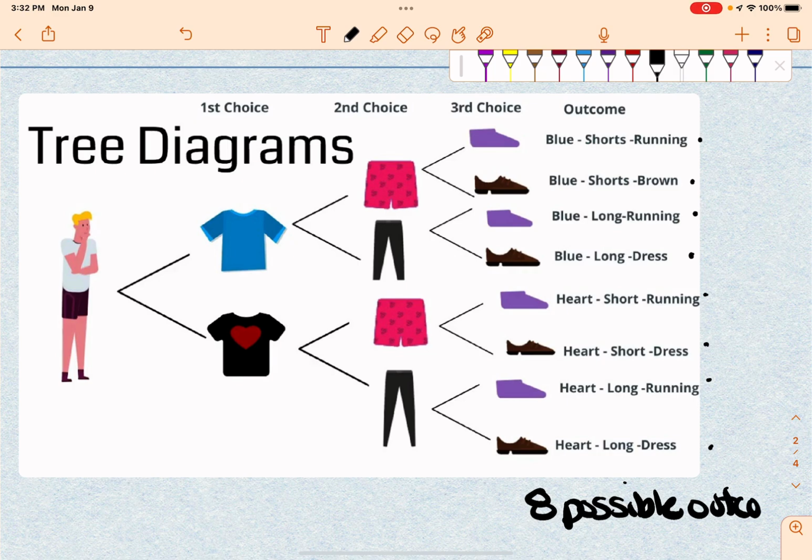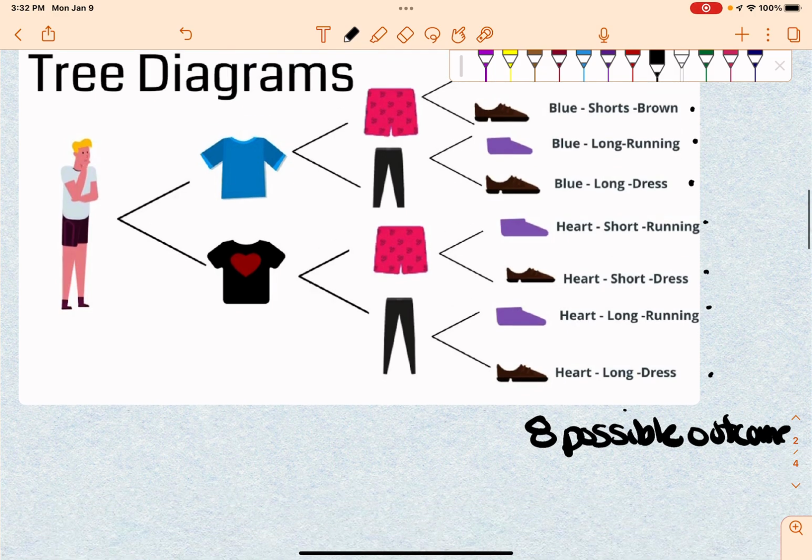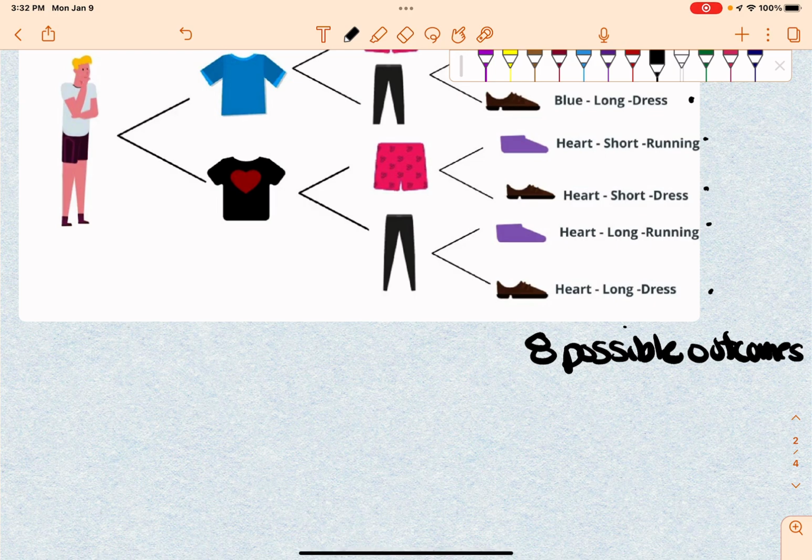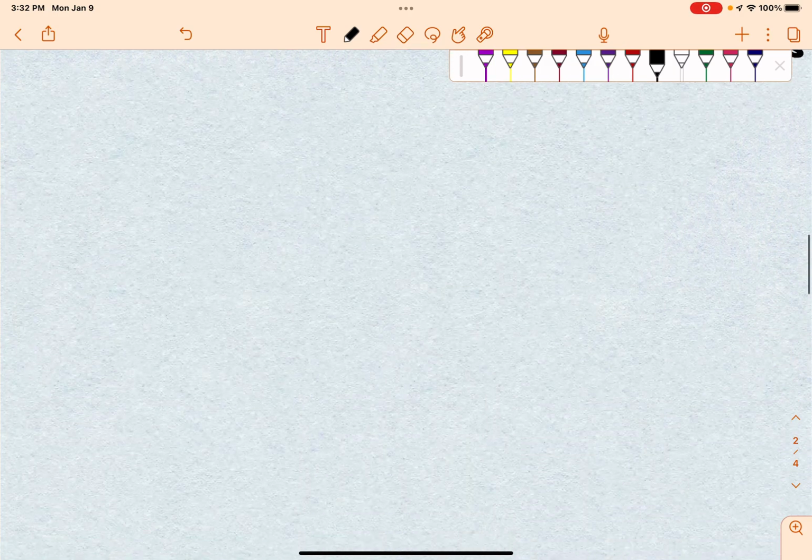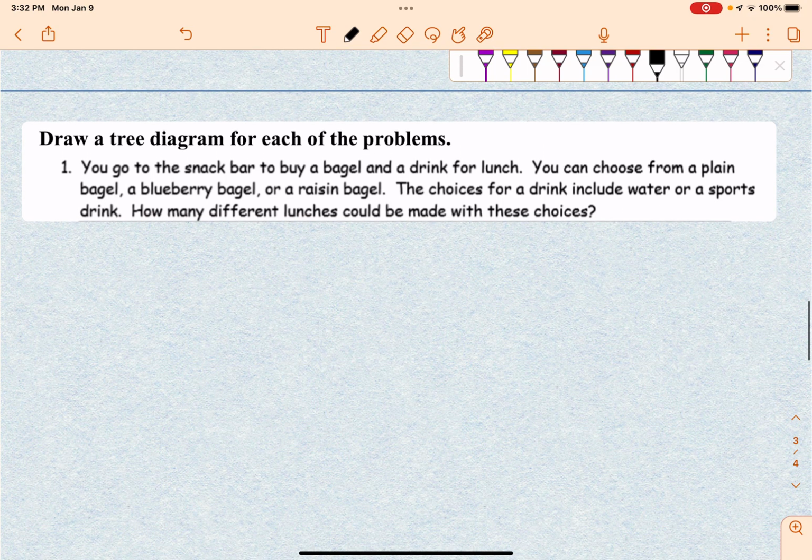So really, a tree diagram is just a way for us to organize our choices visually. Let's take a look at a problem so you can see how this works. We're going to draw a tree diagram for each of these problems. You go to the snack bar and you buy a bagel and a drink for lunch. You can choose from a plain bagel, blueberry, or raisin. And your choices for a drink are water or a sports drink. How many different lunches can be made from these choices?